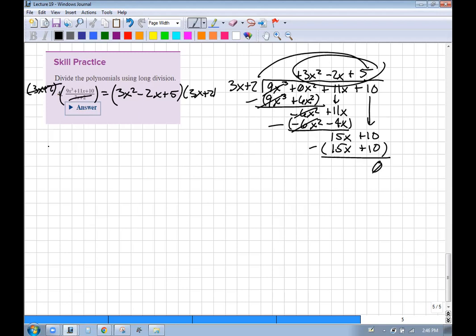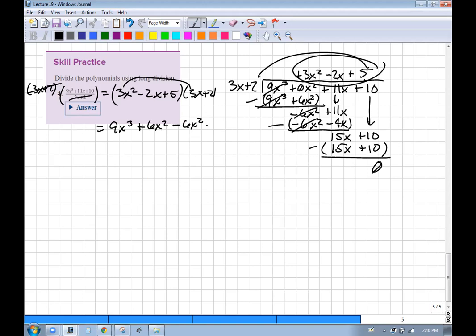3x plus 2 over 3x plus 2 goes away. Is this equal to that? Multiply it out to find out. 3 times 3 is 9. X squared times x is x cubed. 3x squared times 2x gives us 6x squared. Now for this term, negative 2x times 3x, negative 6x squared.